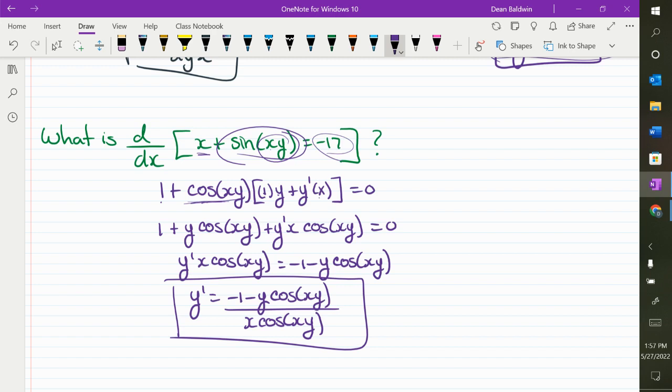The trick here is to remember that this is all in brackets, so you actually have to multiply this in like that. So I get y cos xy, the 1 just hangs out, and then y prime x times cos xy, all equals 0. Now you solve for y prime. This garbage moves over here, becomes all negative. Divide out the x cos xy, boom, and there's your answer.